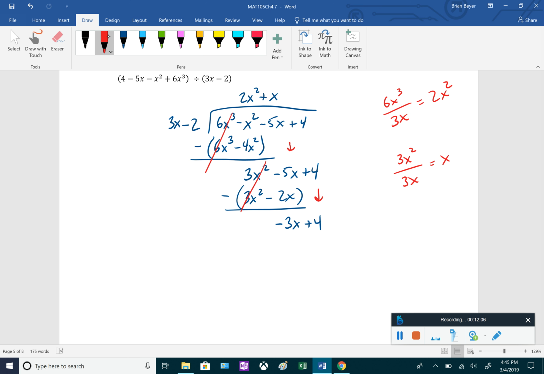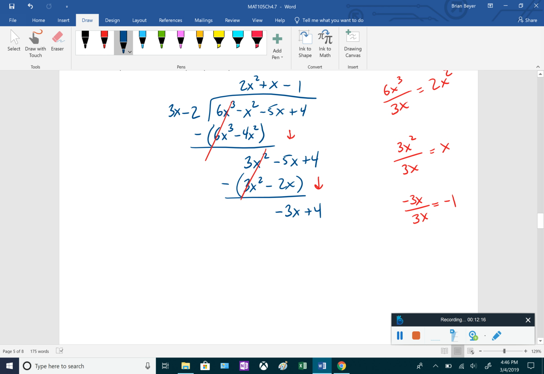It's going to be the leading term of negative 3x divided by 3x. We get negative 1. So minus 1. Multiply negative 1 by 3x minus 2. So we get negative 3x plus 2. We subtract it. Those cancel. We get 4 minus 2, which is a remainder of 2.